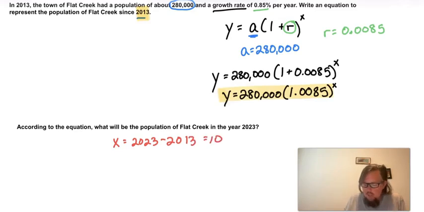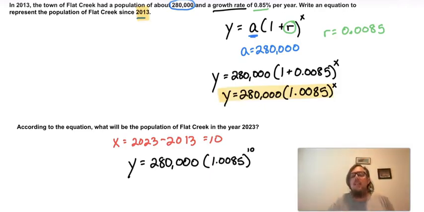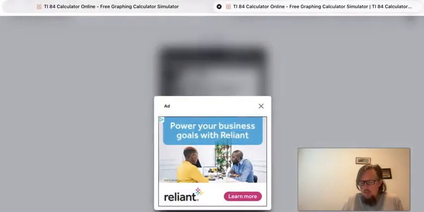So we're going to take our equation, which is 280,000 times 1.0085, and instead of raising it to the x power, we're going to raise it to the 10th power. Now, obviously, we could all do this in our heads if we wanted to, but let's go ahead and just do it on the calculator.